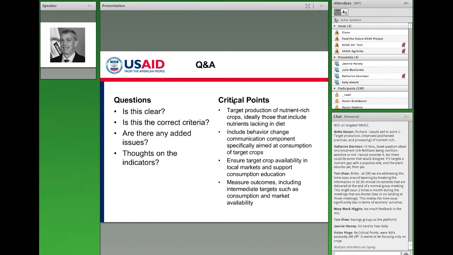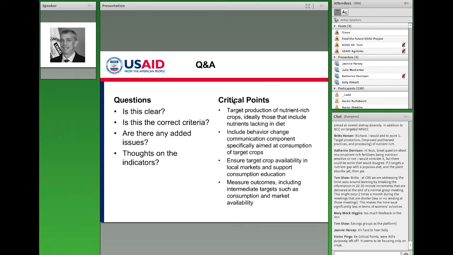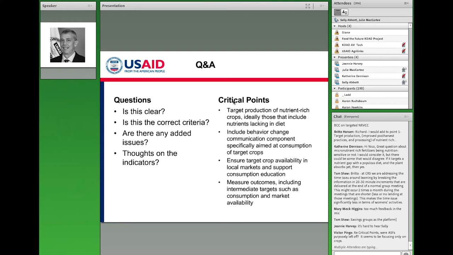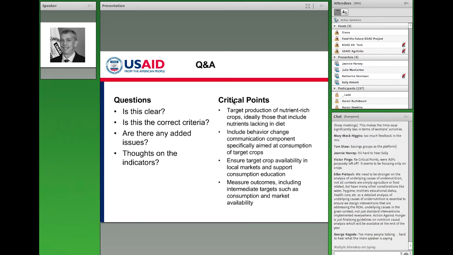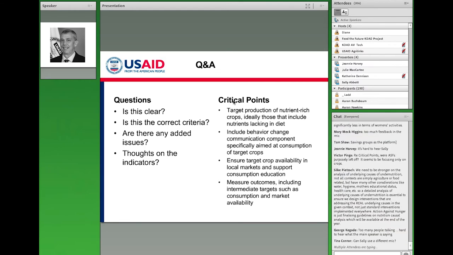And I would point out that we are working under the SPRING project on a nutrient-sensitive tool that will help identify a good basic analysis you could use ahead of time, and that should be launched in the next year. Thank you.